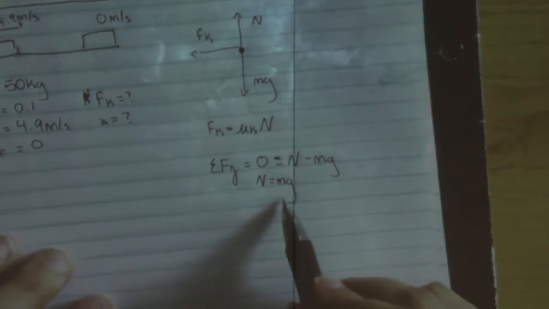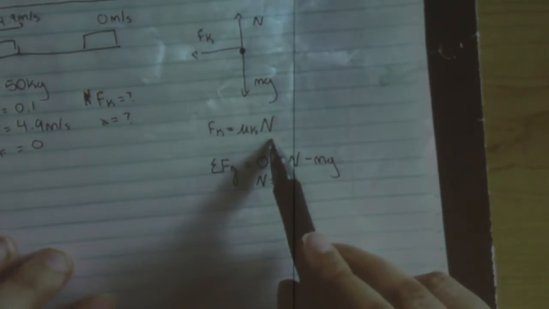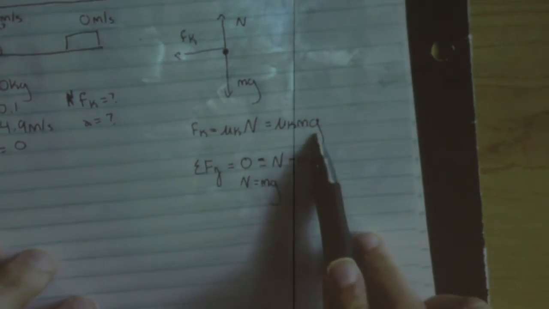So we can take this and plug it into this equation. So that will give us mu k mg. And since we know our mass is 50 kilograms, we know this is 0.1, and we know our gravitational force is always 9.8, we can go ahead and solve this. So this is 0.1, 50, 9.8. And that should give us 49 newtons of frictional force.